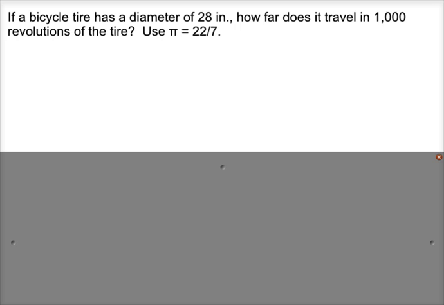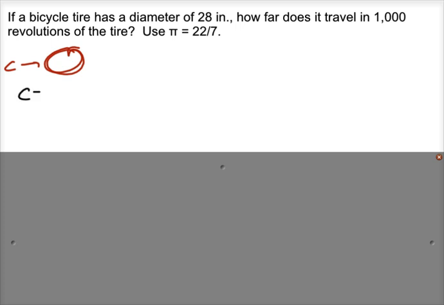If a bicycle tire has a diameter of 28 inches, how far does it travel in 1,000 revolutions of the tire? Use pi equals 22/7. The first thing I have to think about is that this tire is going to go through 1,000 revolutions. So I really need to figure out the distance for 1 revolution. So I'm really looking for the circumference of this tire. That'll give me 1 path going all the way around, and then I can just take that circumference and multiply it by 1,000.